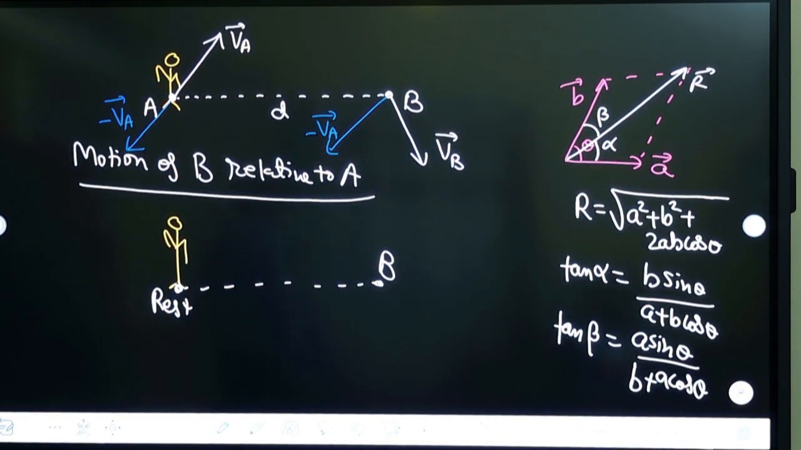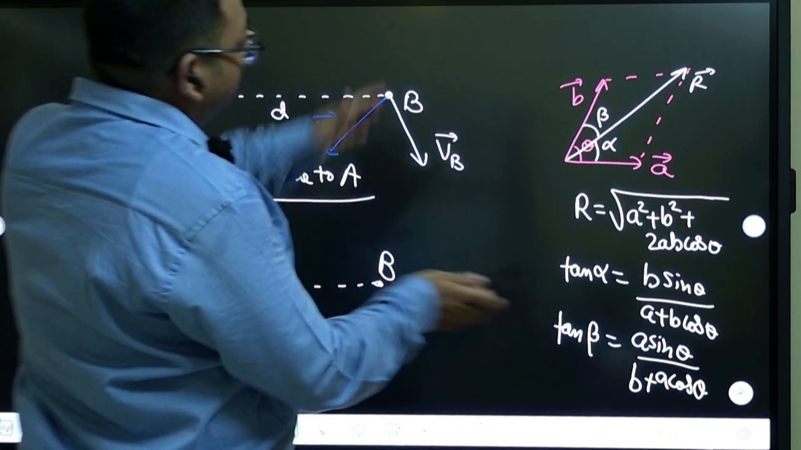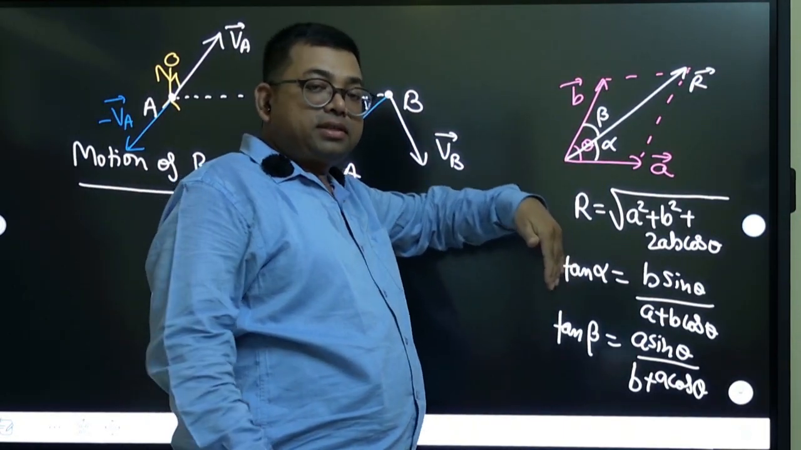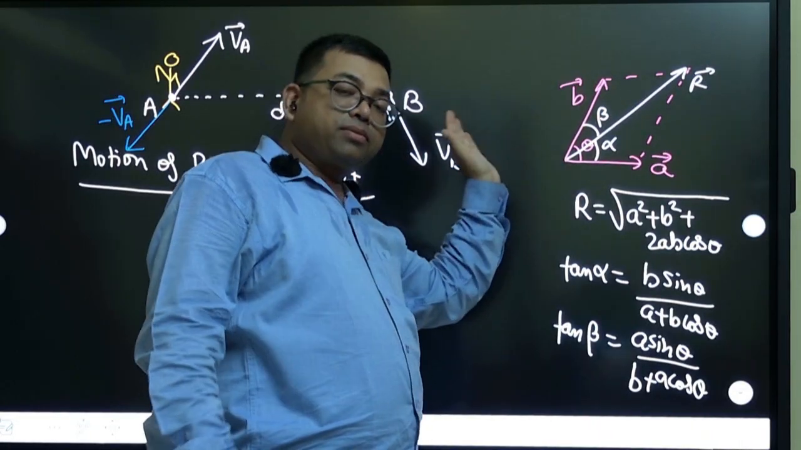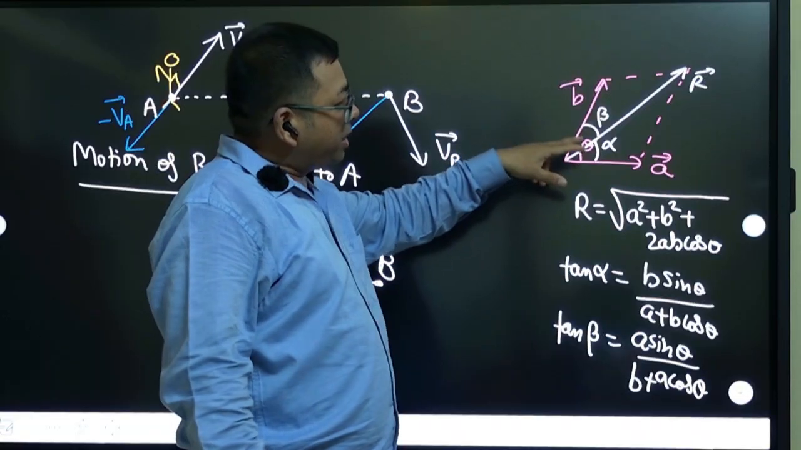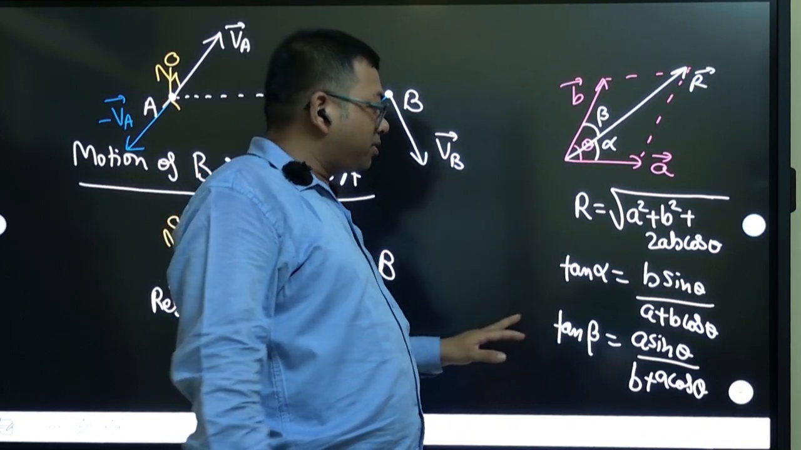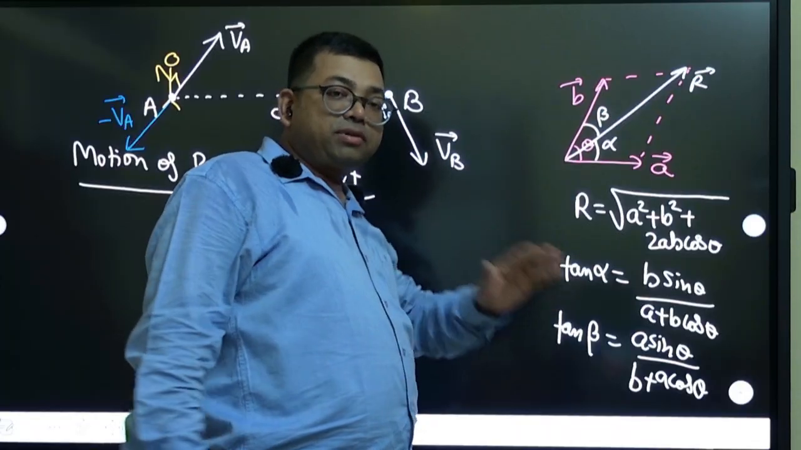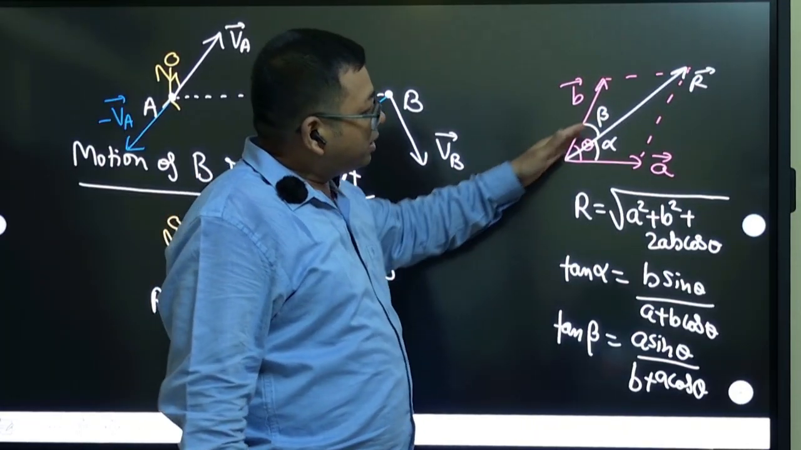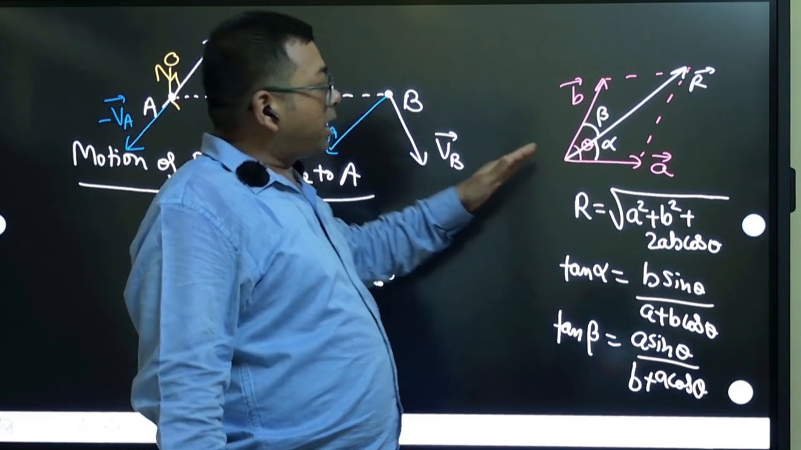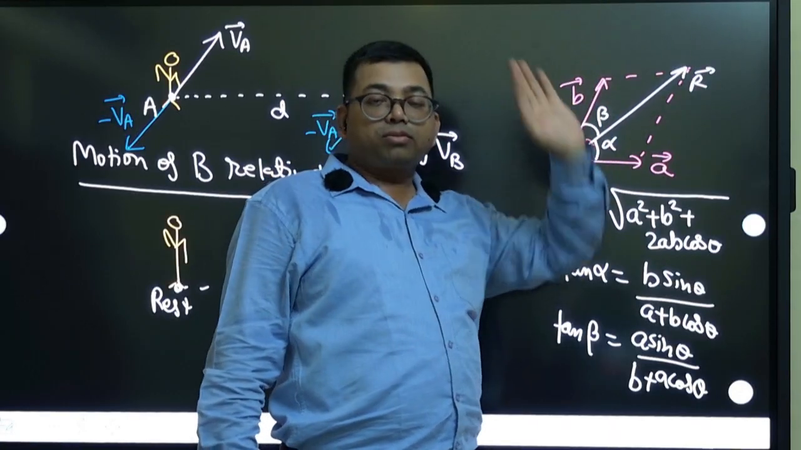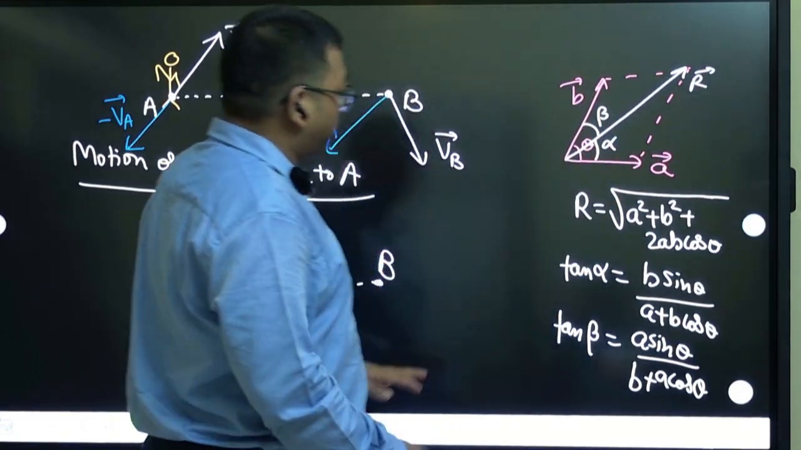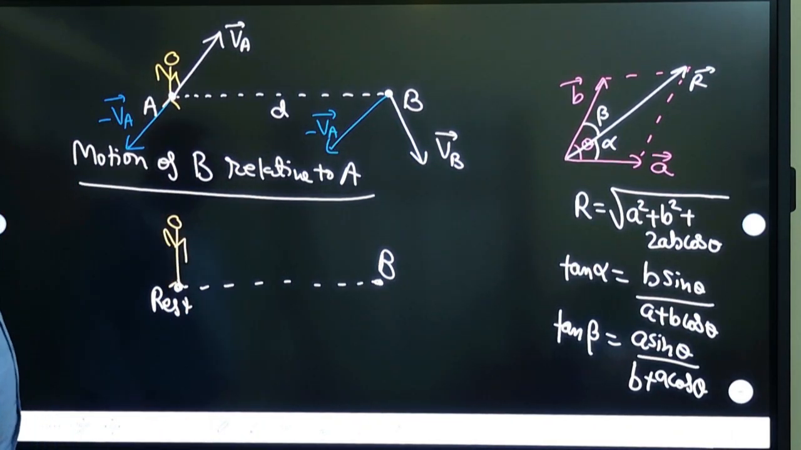If you have to add two vectors, this is how to calculate the resultant. Two vectors are making angle theta between them. The resultant will go making angle alpha and angle beta with each of the vectors, and the magnitude of the resultant is given by this formula. Tan alpha and tan beta are given by these formulas. Note that this is called the parallelogram law. The resultant vector is the diagonal of the parallelogram.